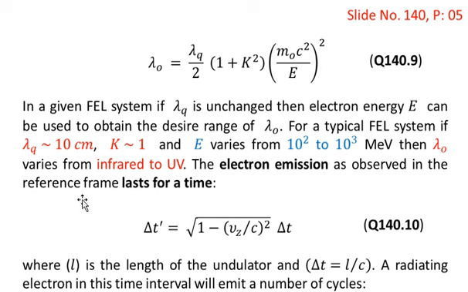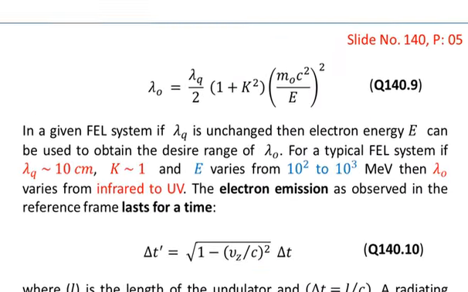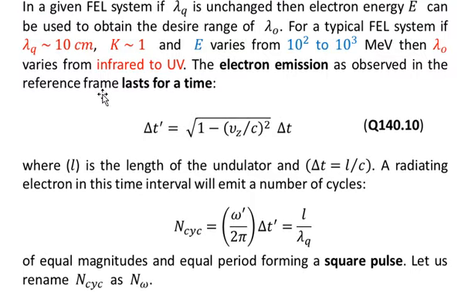The electron emission as observed in the reference frame lasts for a time delta t prime, which is related through the same relationship that we have written before: t prime is equal to the square root of 1 minus the square of vz over c, multiplied by capital T. Here, in terms of delta t prime and delta t, delta t prime is equal to the square root of 1 minus the square of vz over c multiplied by delta t, where delta t is L over c, L is the length of the undulator and c is the velocity of light. So you can find delta t over here.